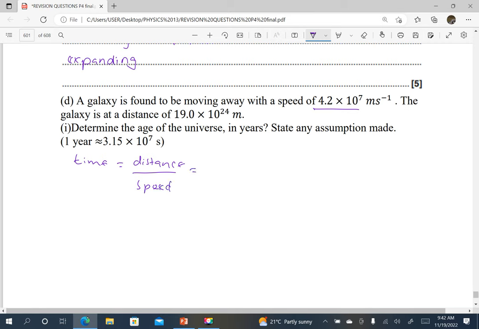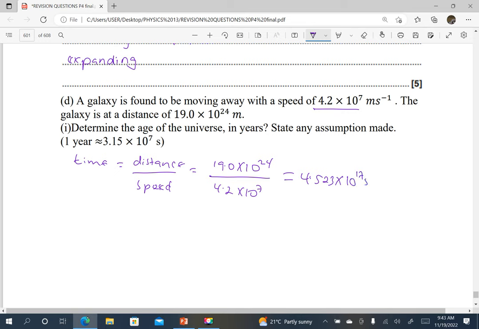So if the galaxy is moving at that speed and it is at that distance, then the time it has moved for that distance should be 19.0 times 10 power 24 divided by the speed, which is 4.2 times 10 power 7. We are going to assume that the speed has remained constant ever since it started moving away. And when I press my calculator, time is going to be 4.5 times 10 power 17 seconds.